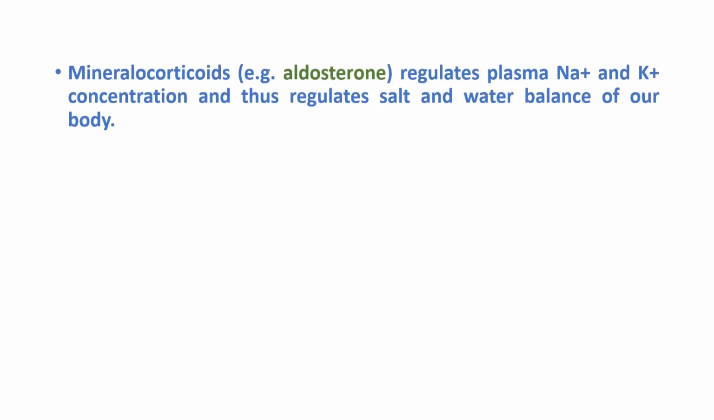Now, what are the main functions of these three kinds of hormones? See, from the name it is justified that mineralocorticoids will regulate our mineral metabolism. So, the main mineralocorticoid found in our body is aldosterone, which regulates the plasma sodium and potassium concentration and thus it regulates the salt and water balance of our body.